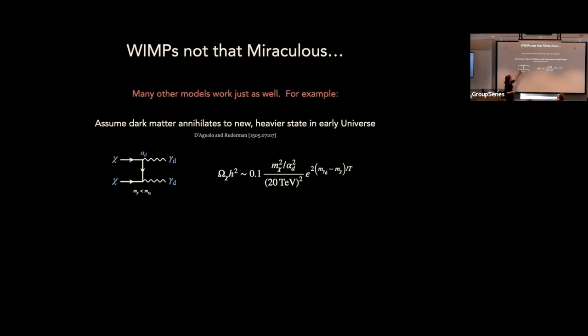It's a little heavier than my chi. So I can now have the chi annihilate into these two heavier states. And then the story proceeds from there. It's the same thing where they're in equilibrium in the early universe, they fall out of equilibrium. The resulting relic abundance is given here.